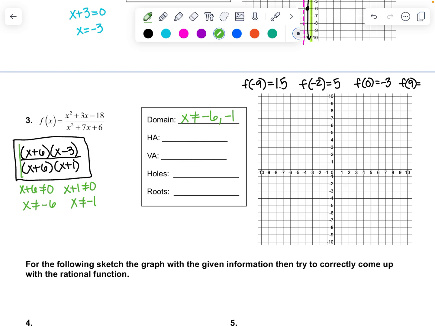The factor x plus 6 is repeated in both the numerator and denominator. So my vertical asymptote is the factor that is only in the denominator. So I have x is equal to negative 1 for the vertical asymptote. That is because it's only in the denominator. For the horizontal asymptote, I have the same exponent in numerator and denominator. That tells me I'm going to divide my coefficients, which gives me y is equal to 1.